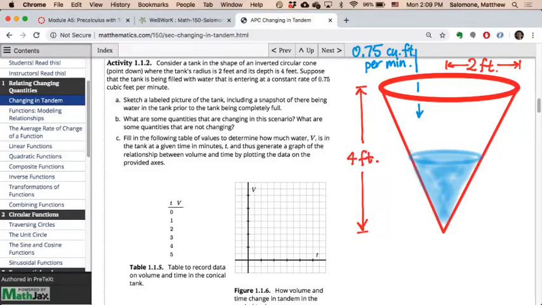So this activity, number 2, asks us to consider an inverted circular cone in which water is being added at a constant rate of 0.75 cubic feet per minute. So it's inverted. This is a good question for one of the groups. Why does it matter that the cone is inverted? Why do you think it matters here? Why does it make it easier if the cone is facing this way as opposed to turn this upside down and make a tank that's shaped the other way?